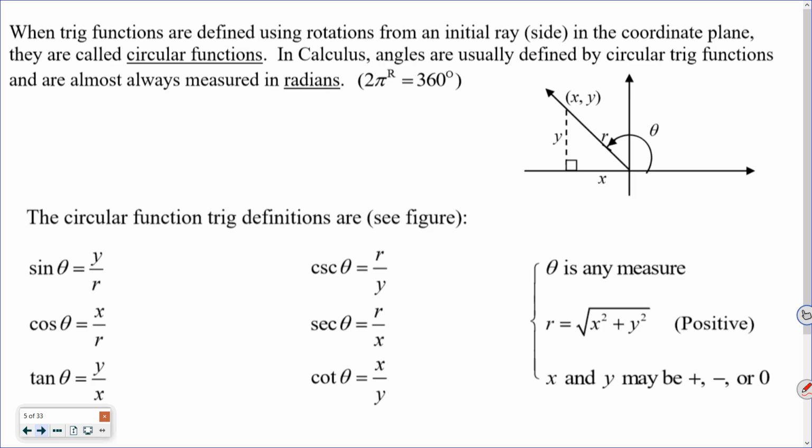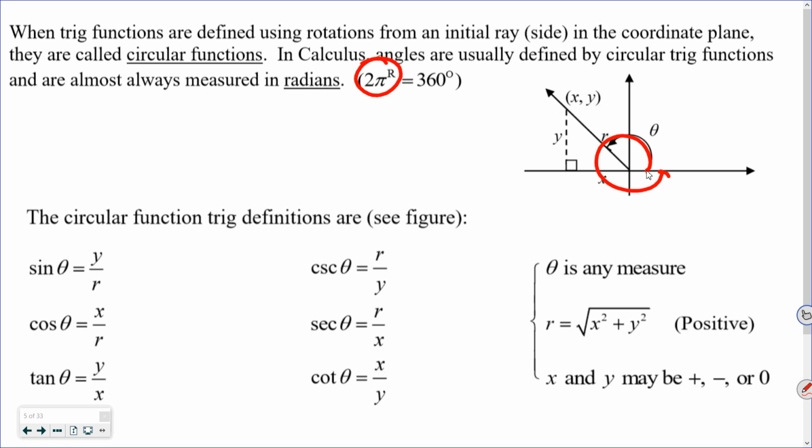When trig functions are defined using rotations in the coordinate plane, we usually use radians, not degrees. So, real quick reminder, we know that it's 360 degrees all the way around the circle. In radians, we say it is 2 pi radians. You see that little r up there? That's just a notation to tell you that it is in radians.